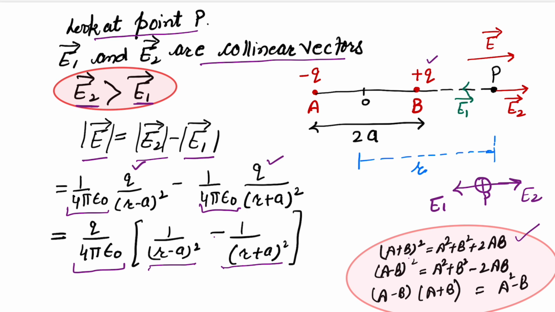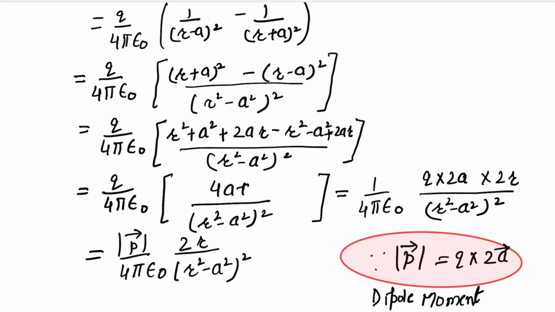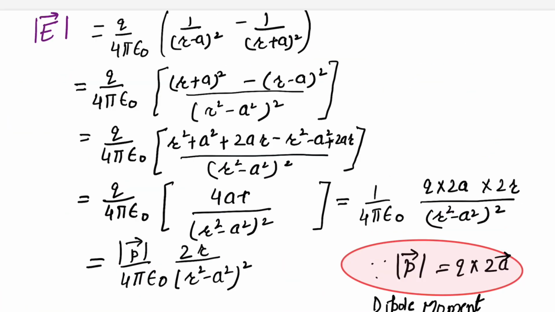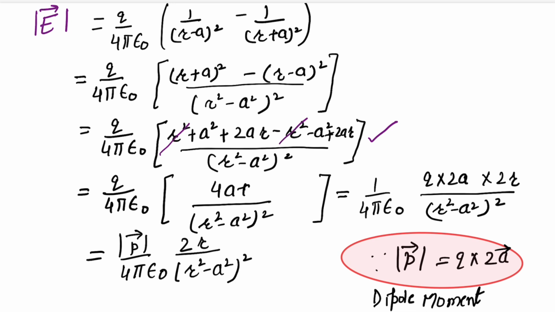A minus B whole square is equal to A square plus B square minus 2AB, and (A minus B)(A plus B) is A square minus B square. So we utilize all these formulas and simplify the expression for E. So it comes out to be this. Then these terms, R square will get cancelled out, A square will get cancelled out because they are having plus and minus signs. The 2AR and 2AR, these two terms will get added. So we have this expression.